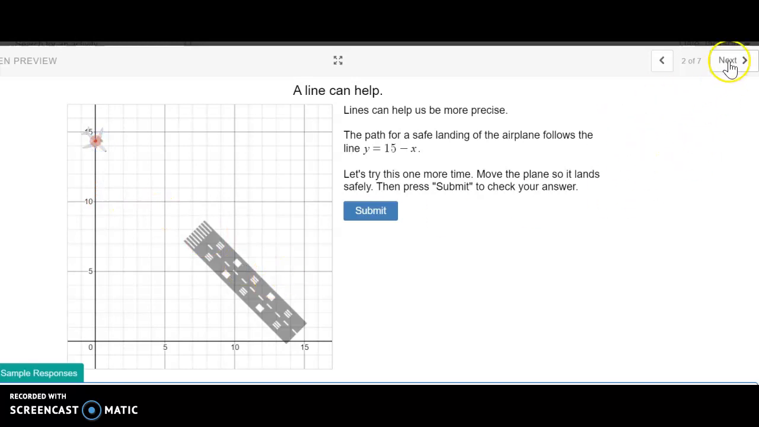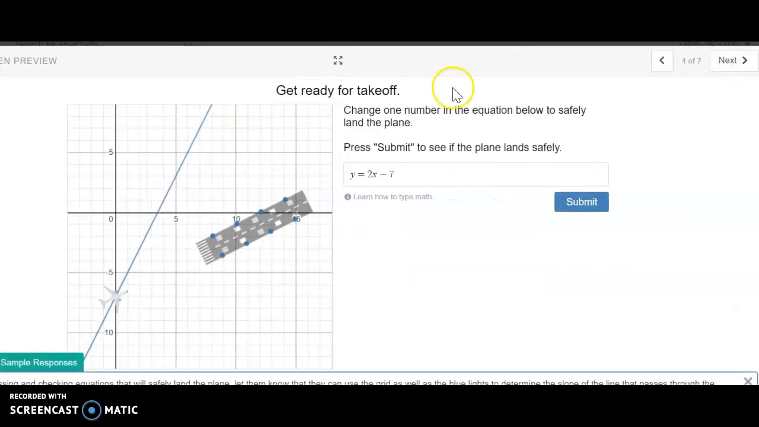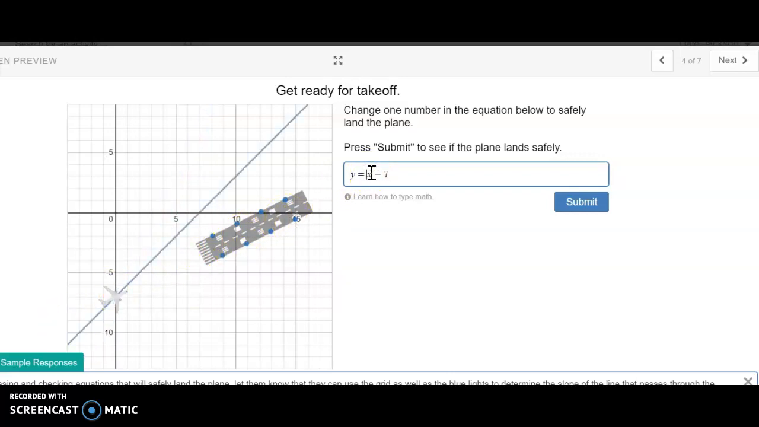I don't really want to push submit because I don't want you to see what happens on mine. It starts to ask you now to write an equation. Not just move the plane around, but write the equation to direct the plane towards this runway. And if you change these numbers, see how it changes the slope of your line?